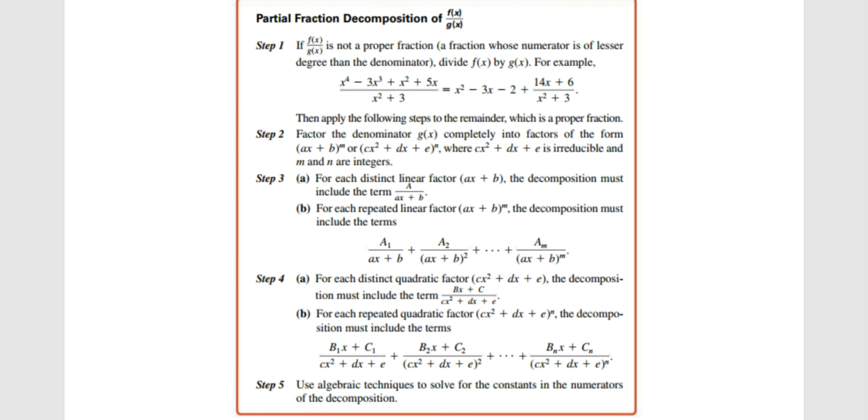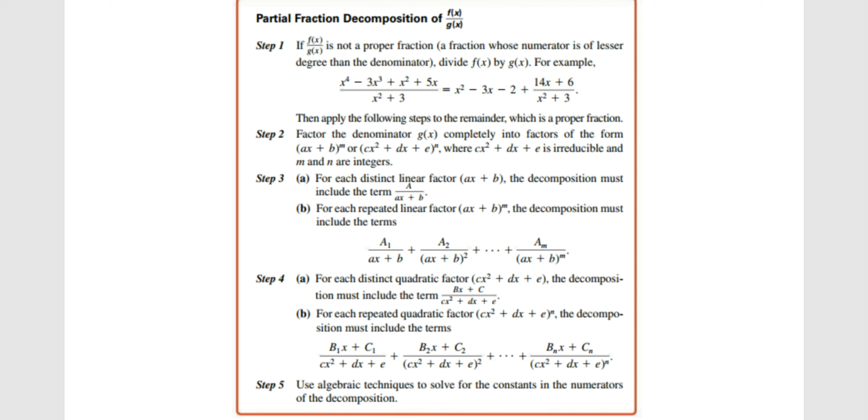But if we have a rational expression, f of x over g of x, step 1 is going to be if f of x over g of x is not a proper fraction. So that means if we have something like this example here, where the degree in the numerator is greater than the degree in the denominator, before we do anything, we first have to divide them, and then we're going to end up having to work with the remainder over the divisor over here on the right.